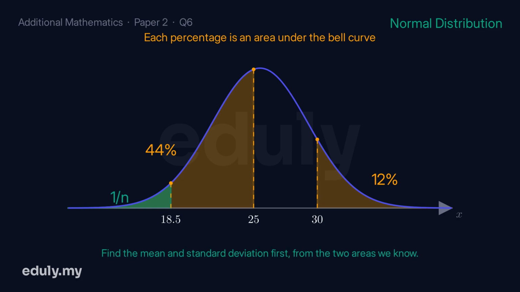Here is the plan. To turn an area into a z-score, we need the mean and the standard deviation. We don't know them yet, so we'll set up 2 equations from the 2 areas we do know and solve for them first.